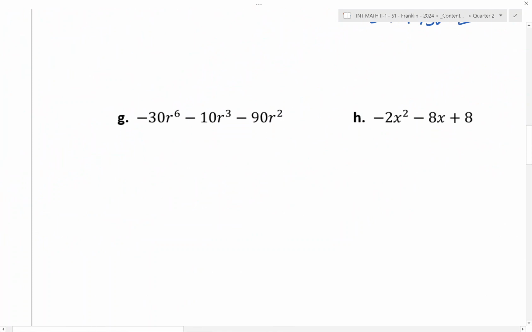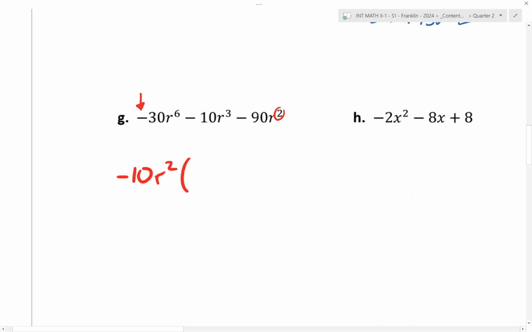Example G, negative 30r to the 6th minus 10r to the 3rd minus 90r squared. Looks like 10 again, and they are all negative, but particularly this leading coefficient is negative, so let's take out a negative 10. And they all have r. 2 is the smallest exponent, so r squared is what we want.